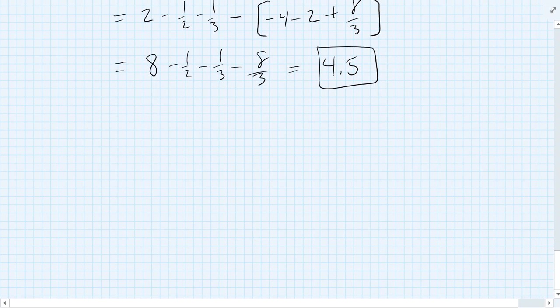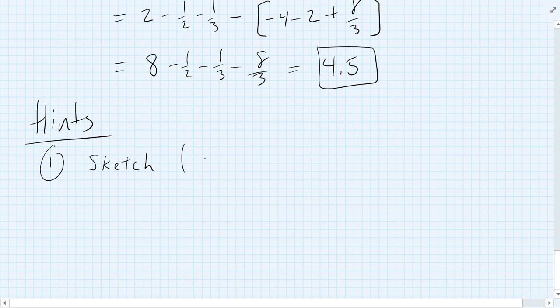Okay, hints. Here are your hints. 1, sketch them. Do you see why you have to sketch them? Yes. Because it can be tricky. What do you need to pay attention to? Because it's just a sketch, it doesn't have to be perfect, but you need the point of intersection. The points of intersection need to be correct. That's how you get limits of integration.